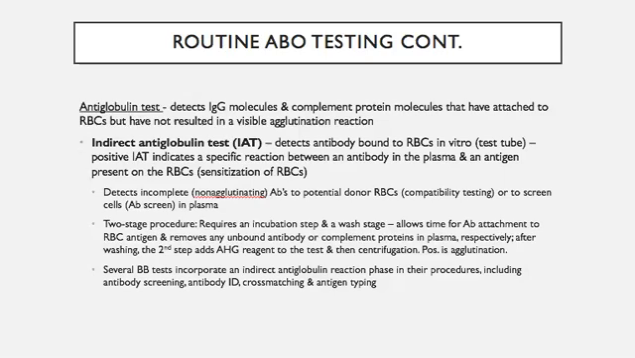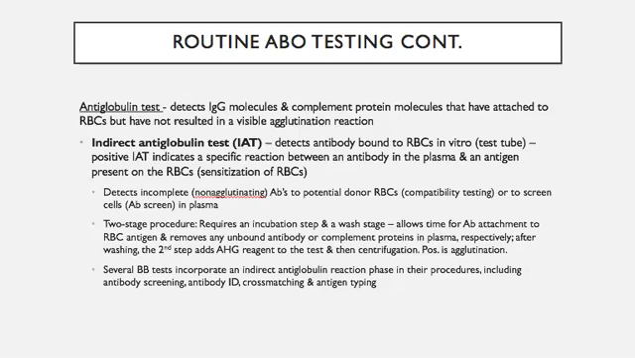The IAT is a two-step procedure. It requires an incubation step. That incubation step serves to encourage the sensitization of the cells, and then it also includes a wash stage. This allows time for antibody attachment to the red cell antigen. It removes any unbound antibody or complement proteins that are left in the plasma. After washing, the second step is when we add our AHG reagent, which is used to enhance that lattice formation.